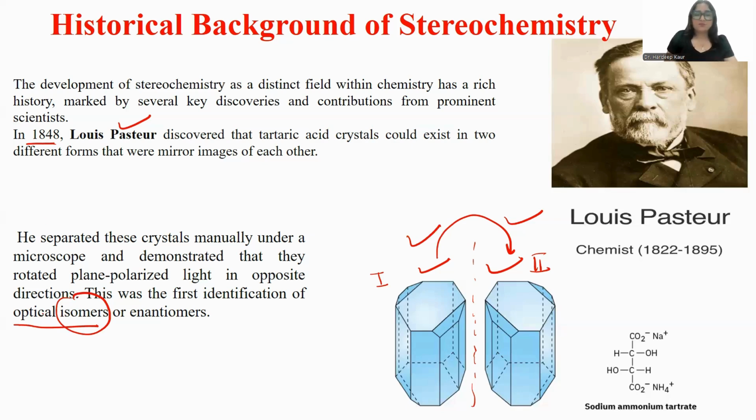Optical isomers rotate the plane polarized light towards the left or right side, in any direction. They can be D or L, dextrorotatory, or levorotatory. So he separated out these crystals and found that they rotate the plane polarized light. So it was the first identification of optical isomers. This is how it got started. The development of stereochemistry has a rich history and has been marked by several discoveries by these scientists.